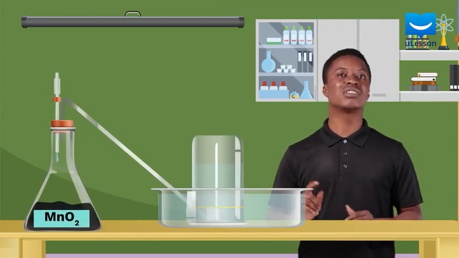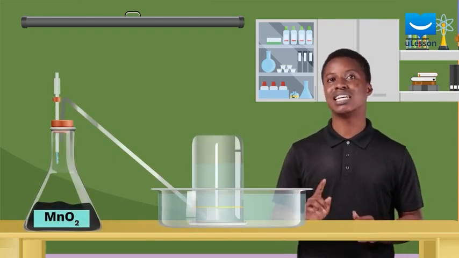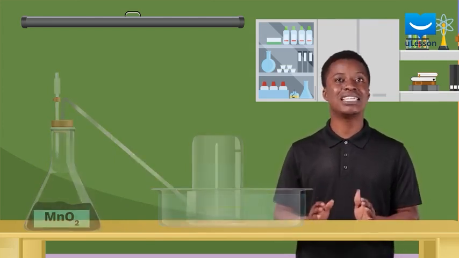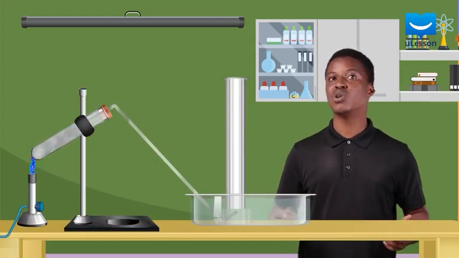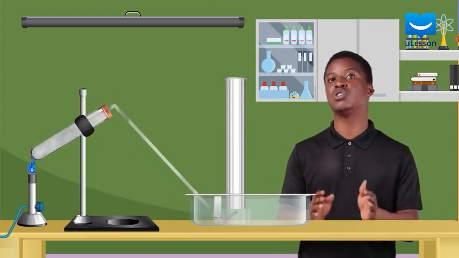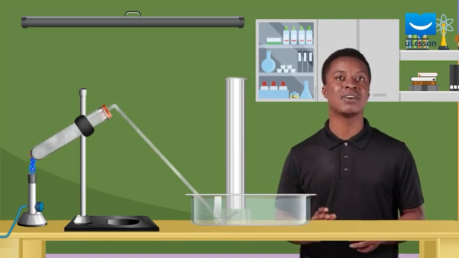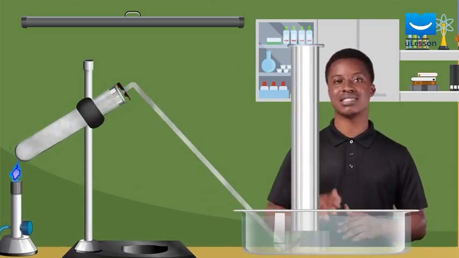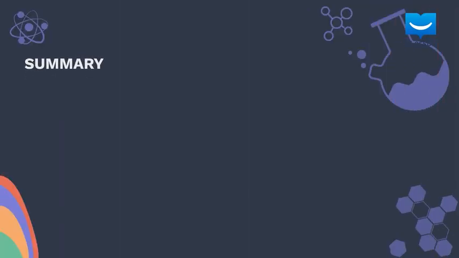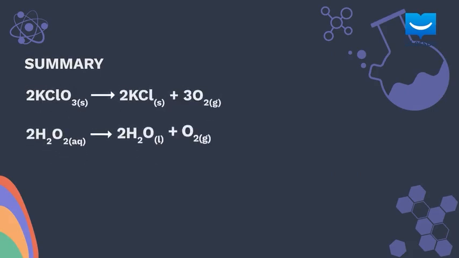The preparation of oxygen gas by decomposing hydrogen peroxide is preferred to the decomposition of potassium trioxychlorate 5 because the oxygen produced by the decomposition of potassium trioxychlorate 5 can cause instant burns of any rubber material present in the setup. With what we have learned in this lesson, I am sure that we all now know that oxygen may be prepared in the laboratory by the decomposition of potassium trioxychlorate 5 and hydrogen peroxide.